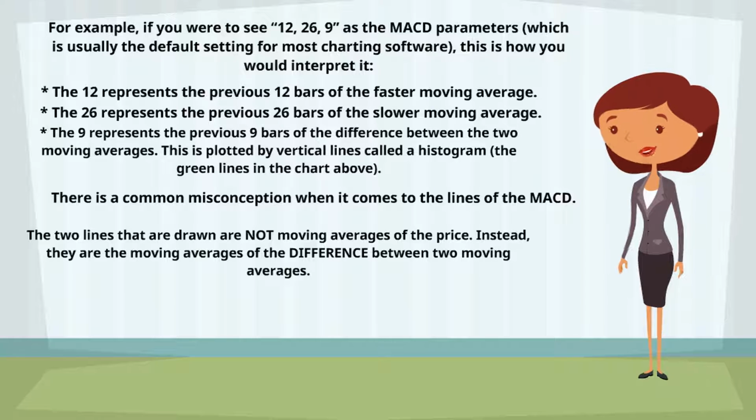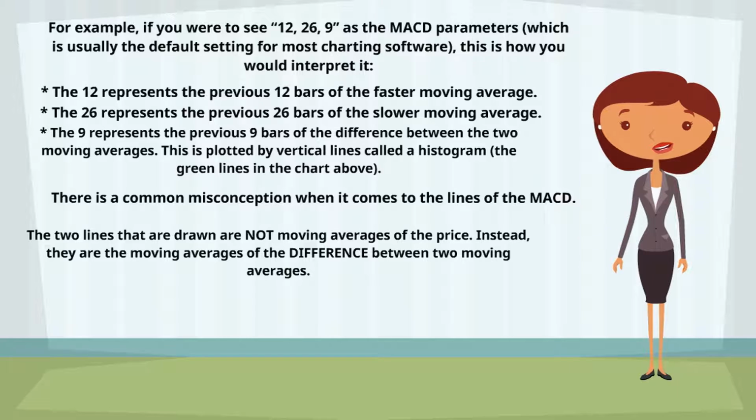The 12 represents the previous 12 bars of the faster moving average. The 26 represents the previous 26 bars of the slower moving average. The 9 represents the previous 9 bars of the difference between the 2 moving averages. This is plotted by vertical lines called a histogram, the green lines in the chart above. There is a common misconception when it comes to the lines of the MACD. The 2 lines that are drawn are not moving averages of the price. Instead, they are the moving averages of the difference between 2 moving averages.